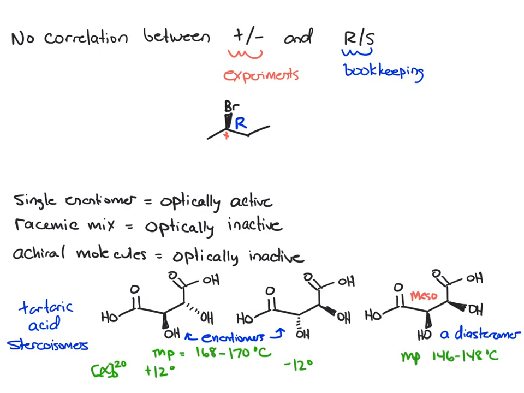And since this is achiral, the alpha D is 0. It doesn't rotate light.